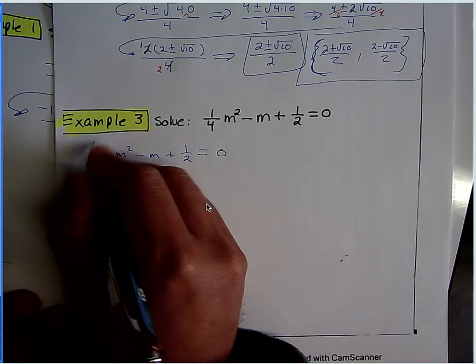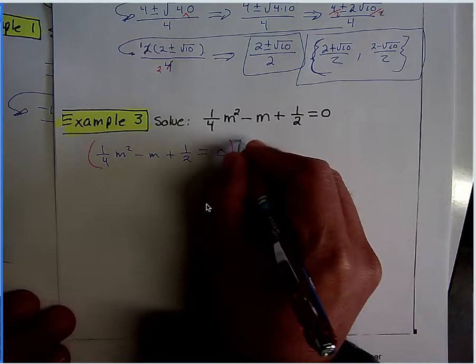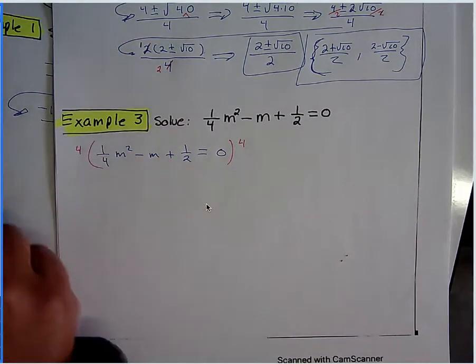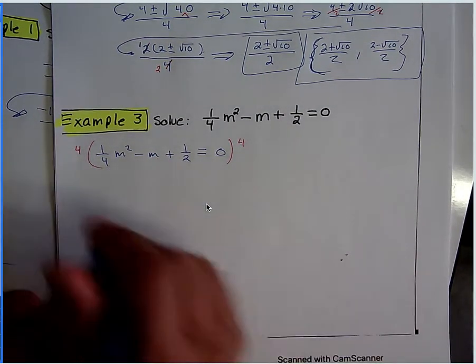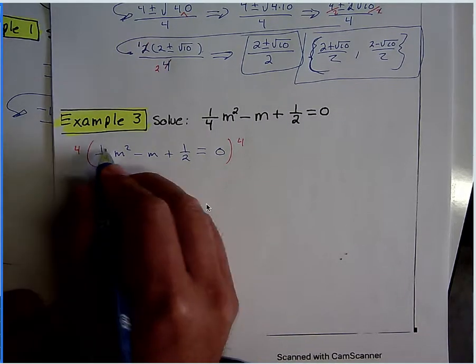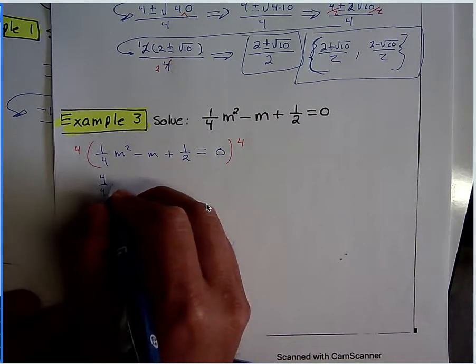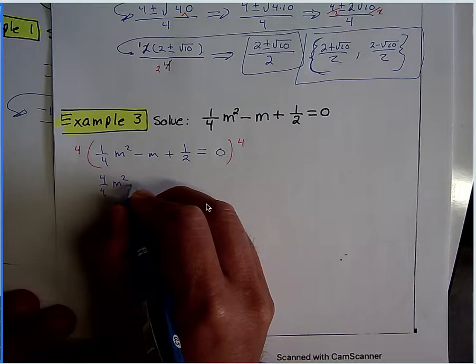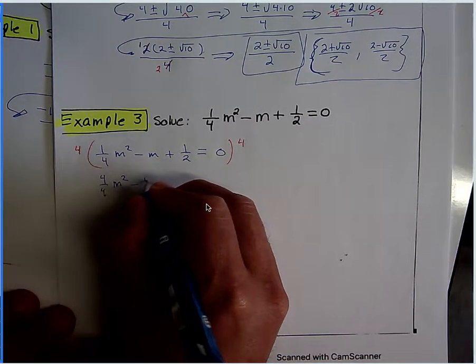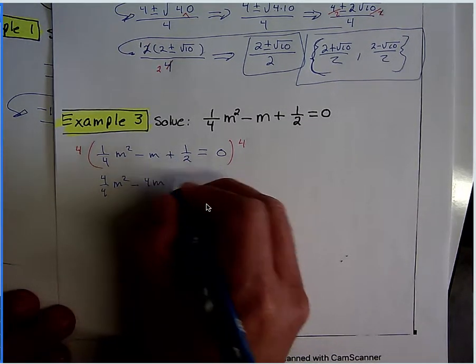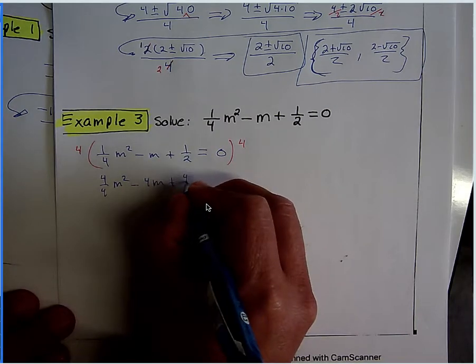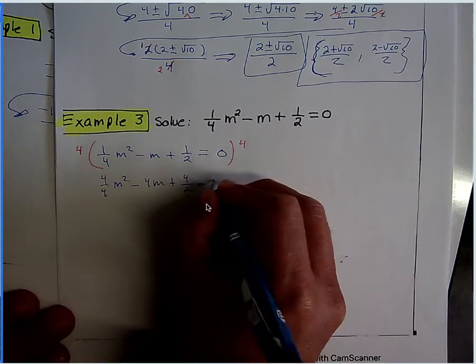I'm going to put it in a different color. So we're going to multiply by 4. Why am I doing that? To cancel all these fractions. So the first one would be 4 times 1, which is 4 over 4m squared. 4 times 1 would be 4m. Plus 4 times 1 would be 4 over 2, and 4 times 0 is a 0.